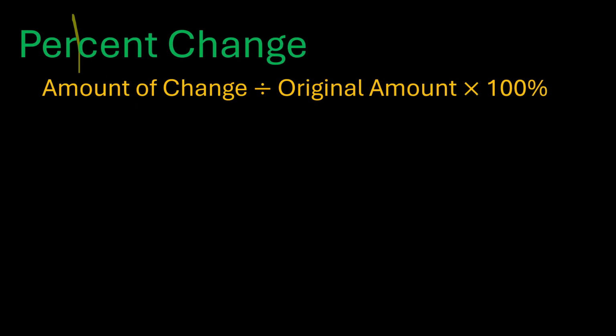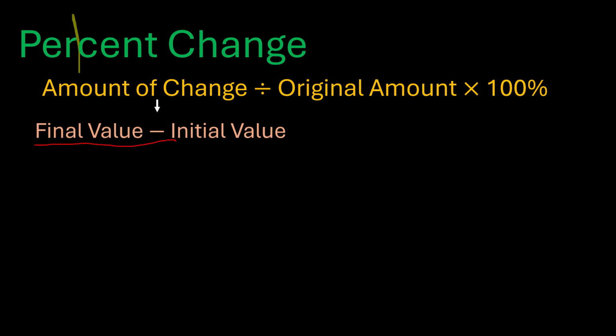To find the percent change, we use the formula. Percent change equals amount of change divided by original amount times 100%. At first glance, this formula may seem complicated, but let's break it down into smaller parts. The first thing we need to find is the amount of change. The amount of change simply tells us how much the value changed. To find it, we subtract the initial value from the final value. So we use the formula. Amount of change equals final value minus initial value.